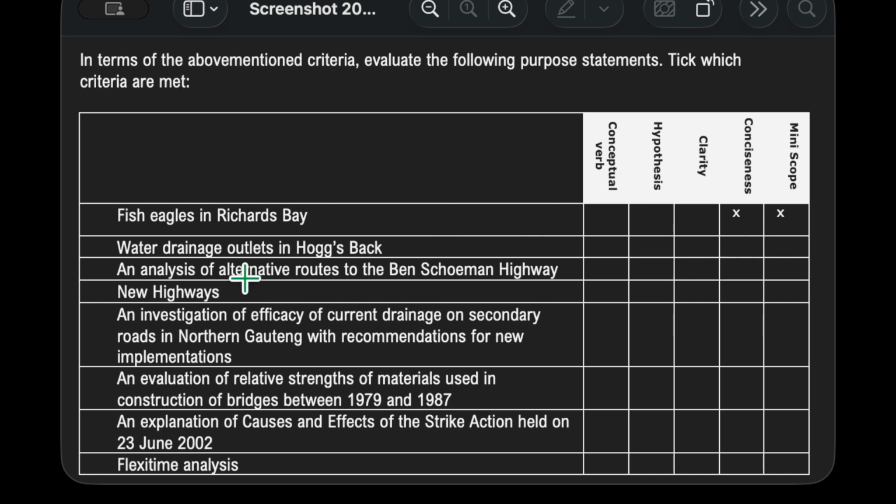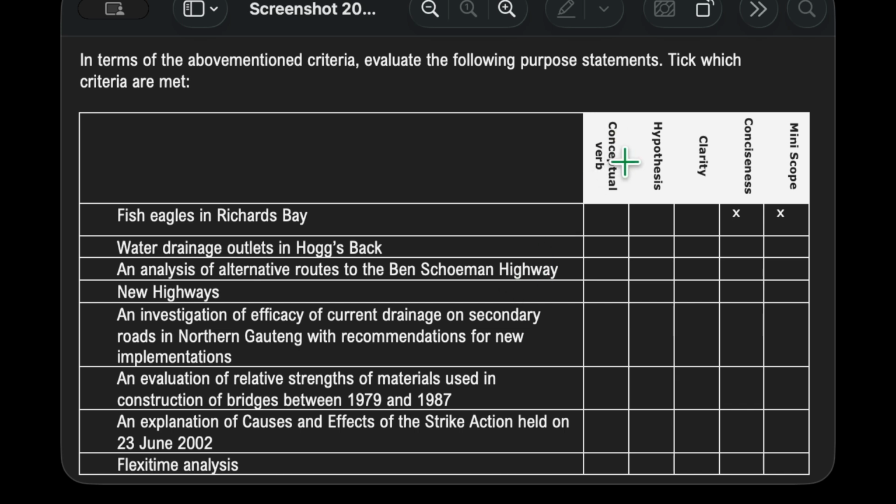But the third one now begins to touch on what the statement should be. An analysis, so that even though that is a noun, it alludes to a verb, conceptual verb, analyze. An analysis of alternative routes to the Ben Schoeman Highway. All right, this is from long ago, the early 2000s. It's no longer called the Ben Schoeman Highway. So there we have it.